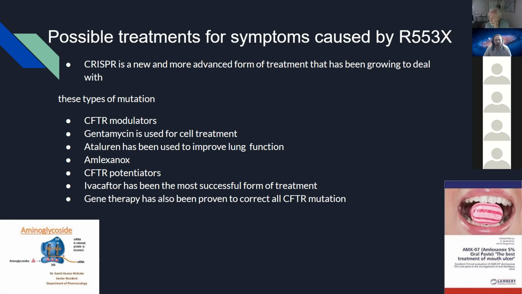And then next is amylinoxin, which is used to increase the mRNA transcript containing the stop codons and the full-length CFTR protein. You could also use CFTR potentiators, which are used to modulate the CFTR function in the plasma membrane. And then Ivacaftor, which has been the most successful form of treatment, helps open the channels longer and increase protein function. As well, there's gene therapy, which has been proven to correct all CFTR mutations.